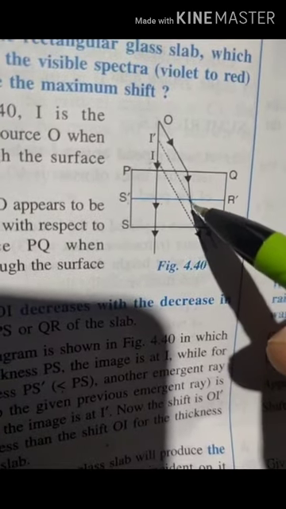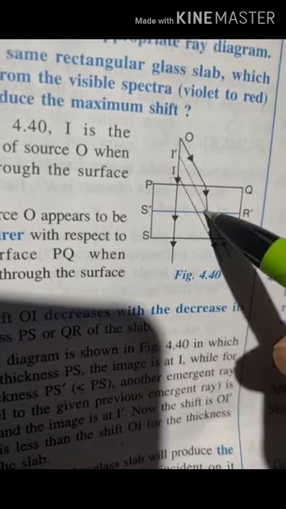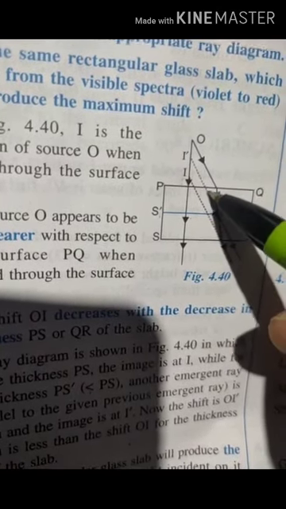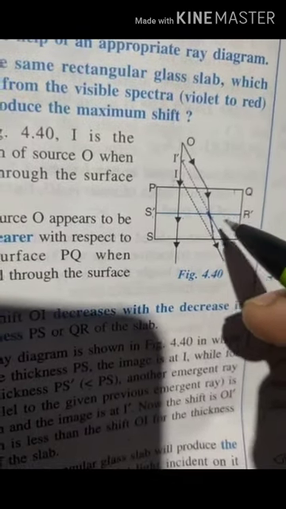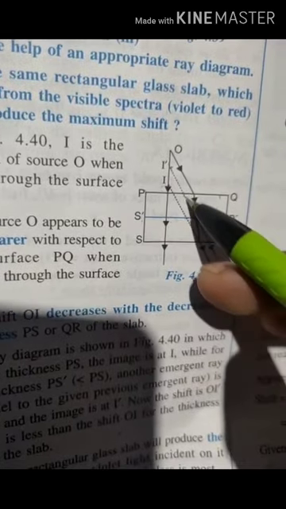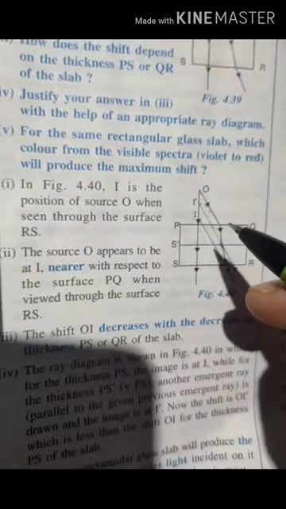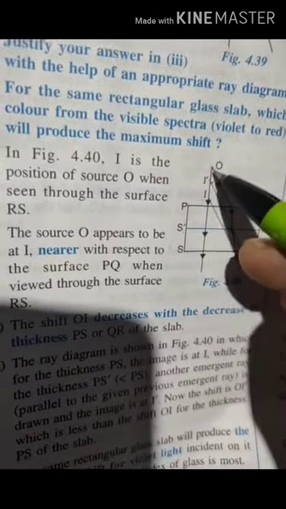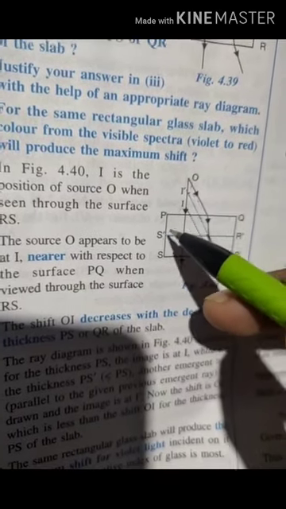So from SR prime, if I draw another emergent ray, it should be parallel, because this ray should go like this. If you draw a parallel ray, then it is coming at I prime. If the thickness were this much only, this would have been the emergent ray, and if I produce it backward, I prime would be the image. So what will happen to the shift? Is OI prime bigger or OI bigger? Obviously OI is bigger, so the shift decreased when we decrease the thickness. This is how we justify the answer.